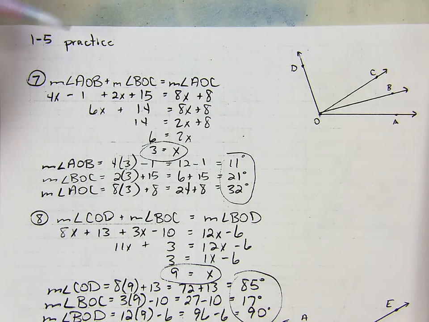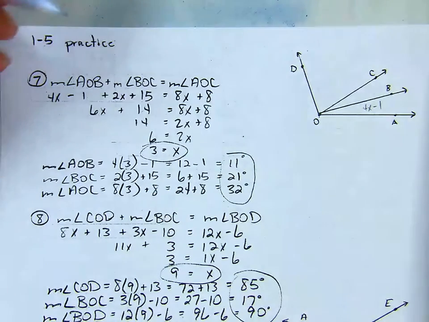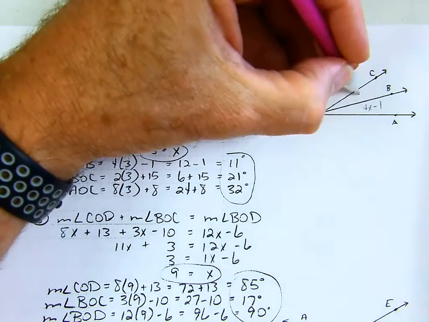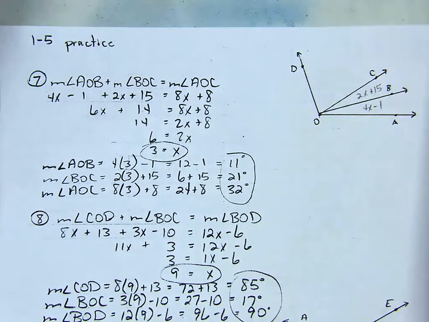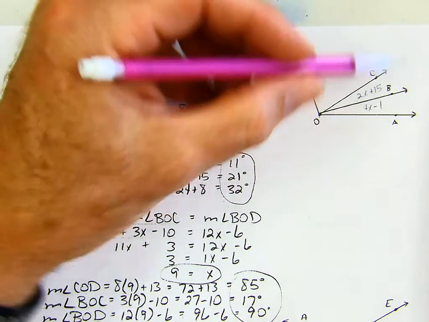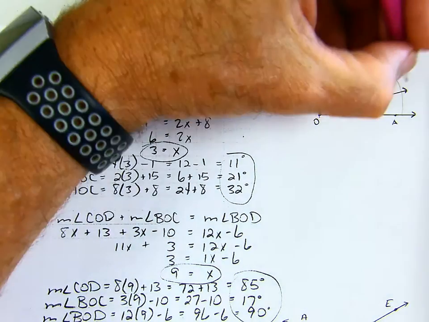All right. First, number 7 says that AOB has a measure of 4x minus 1. So this is 4x minus 1. BOC, next to it, this adjacent angle, has a measure of 2x plus 15. And then it says that AOC, and AOC is this whole angle here, has a measure of 8x plus 8.